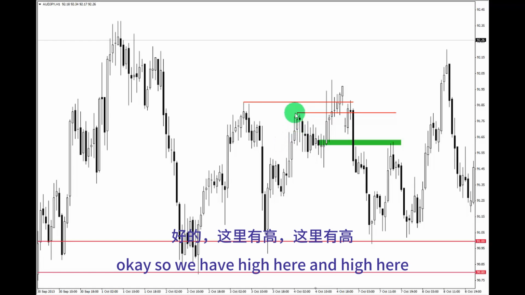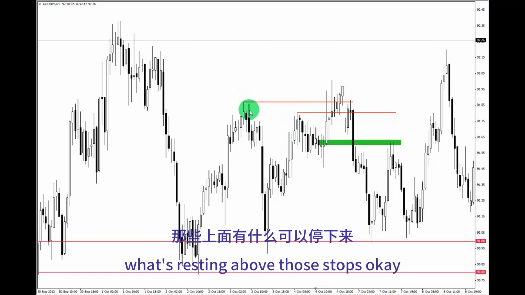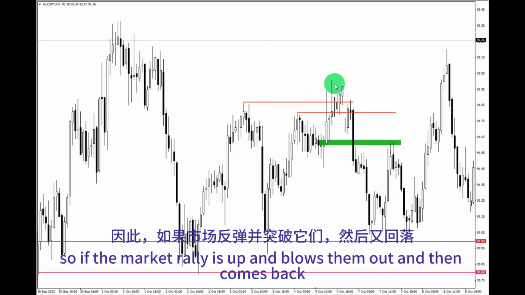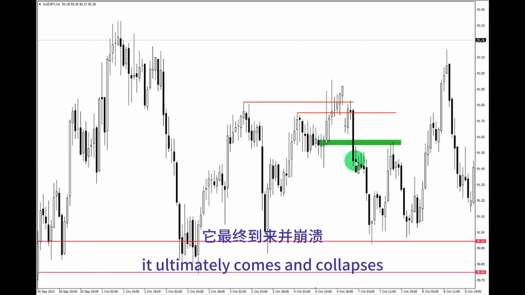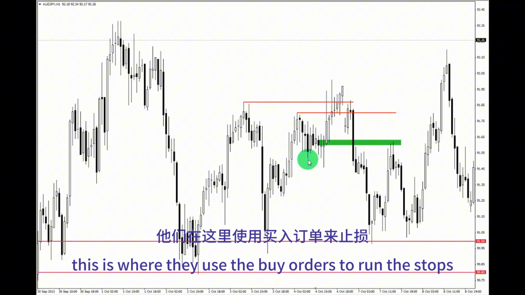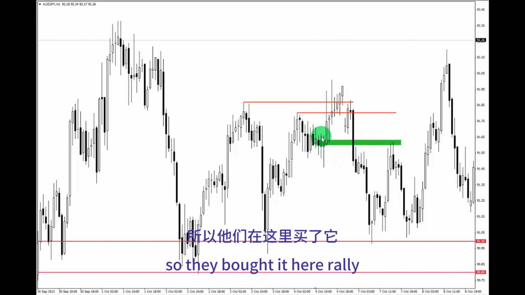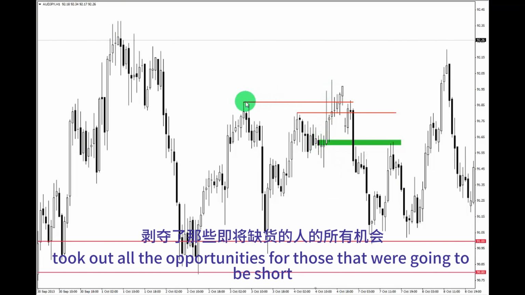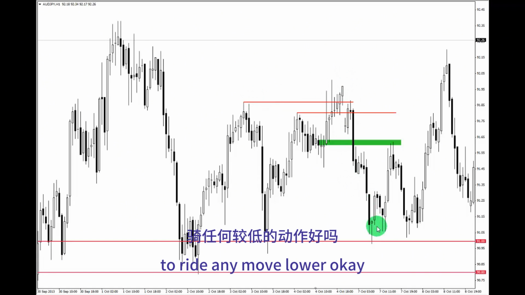Okay, so we have a high here and a high here. What's resting above those? Stops. Okay, so if the market rallies up and blows them out and then comes back and ultimately collapses, we go right back to the original down candle prior to the moves up. This is where they used the buy orders to run the stops. So they bought it here, rallied it, took out all the opportunities for those that were going to be short that would ride any move lower.